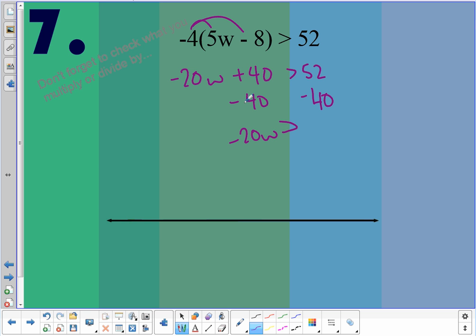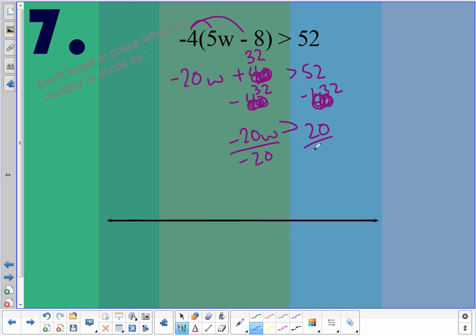Oh, haha, that's because I multiplied wrong. This is not 40. What am I doing? This is 32. I was thinking 5. There we go. I knew something wasn't right. Okay, let's try that again. So 52 minus 32, sorry about that, is actually 20. There we go.